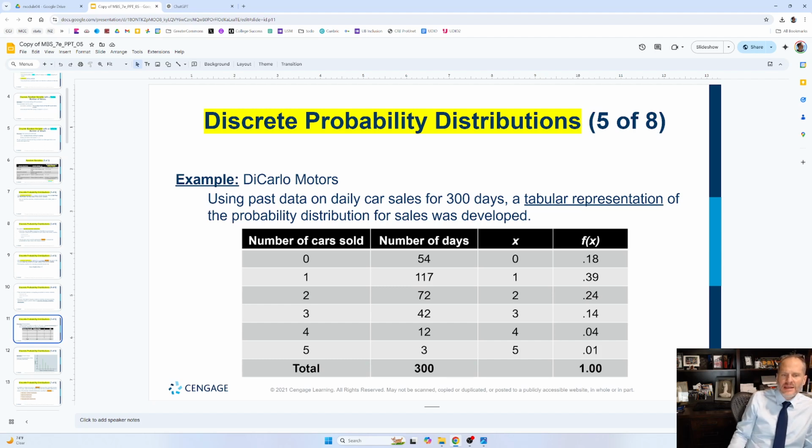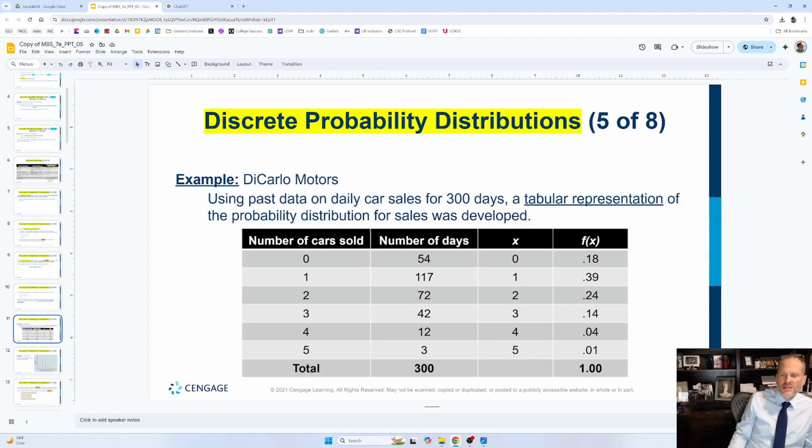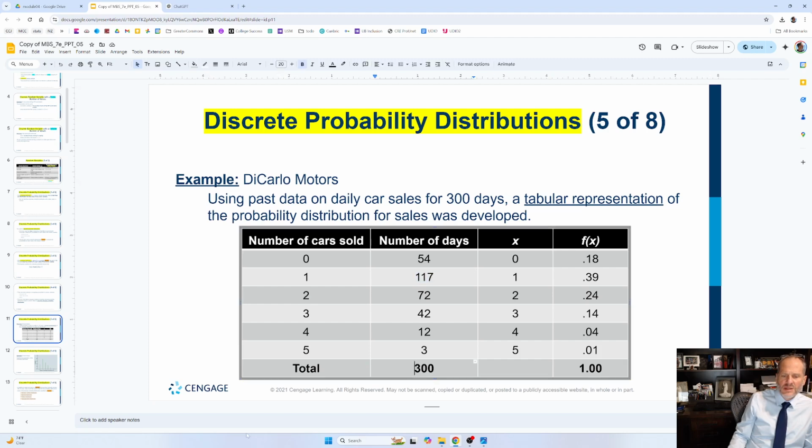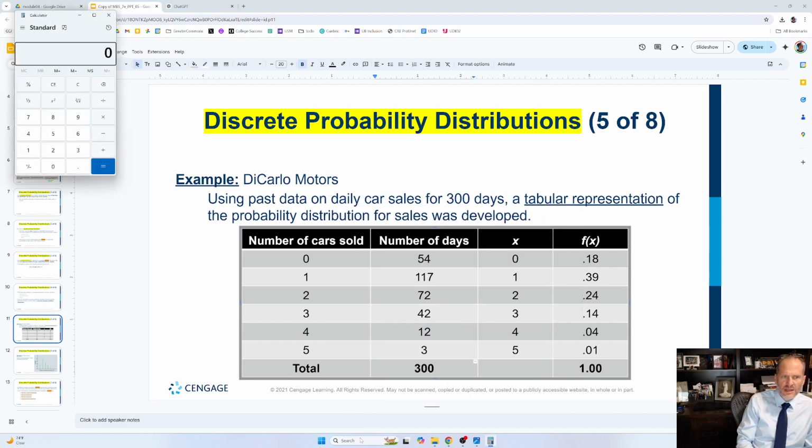So using past data is empirical. It happened in the past. On daily car sales for 300 days, a tabular representation of the probability distribution for sales was developed. So here's that tabular representation. And with this tabular representation, we could say, what's 117 divided by 300? So I could go here, and I could do calculator, and I could do 117 divided by 300, and I get 0.39. And there's 0.39 there, right?